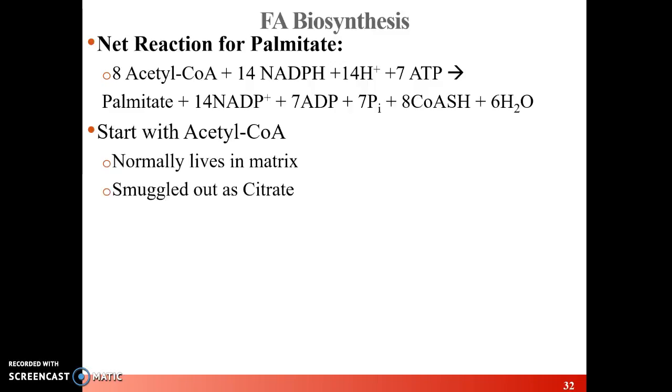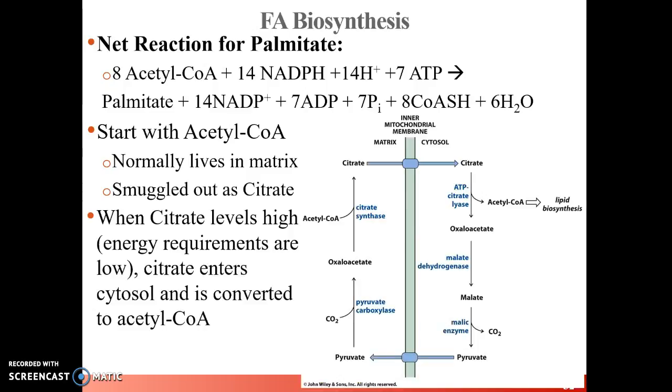We'll start with acetyl-CoA, which once again normally lives in the matrix. It's going to get smuggled out of the matrix into the cytosol, because remember, this is taking place in the cytosol. It's going to get smuggled out as citrate. So here's your citrate in the matrix, your acetyl-CoA. Citrate on the right, so we smuggle it out into the cytosol. And then your acetyl-CoA is going to get used in lipid biosynthesis, which you've seen before in this class, where it just says acetyl-CoA to lipid biosynthesis. Well, we're going to go through the steps today. When the citrate levels are high, or the energy requirements are low, the citrate is going to get converted into oxaloacetate, leaving us with acetyl-CoA that's ready and available to use for fatty acid biosynthesis.